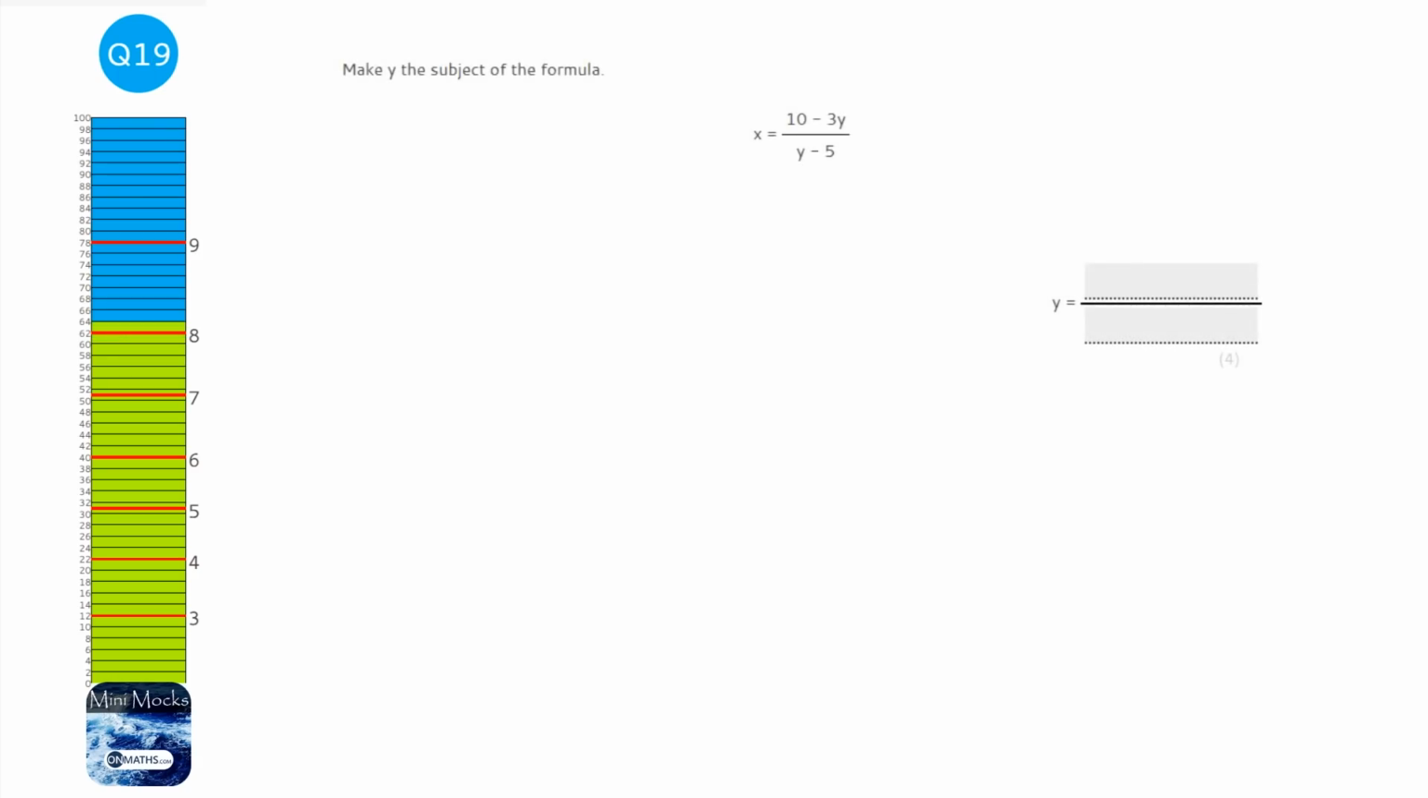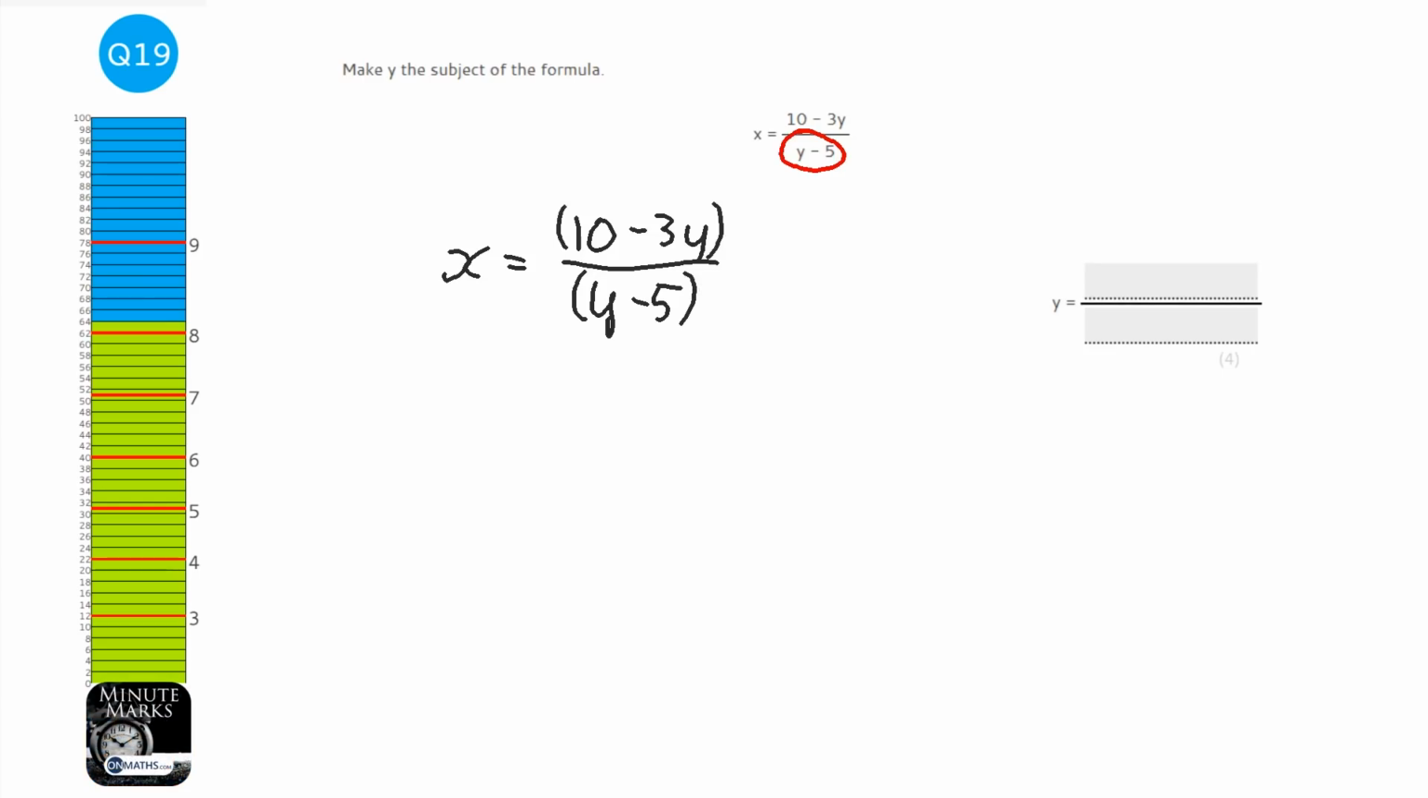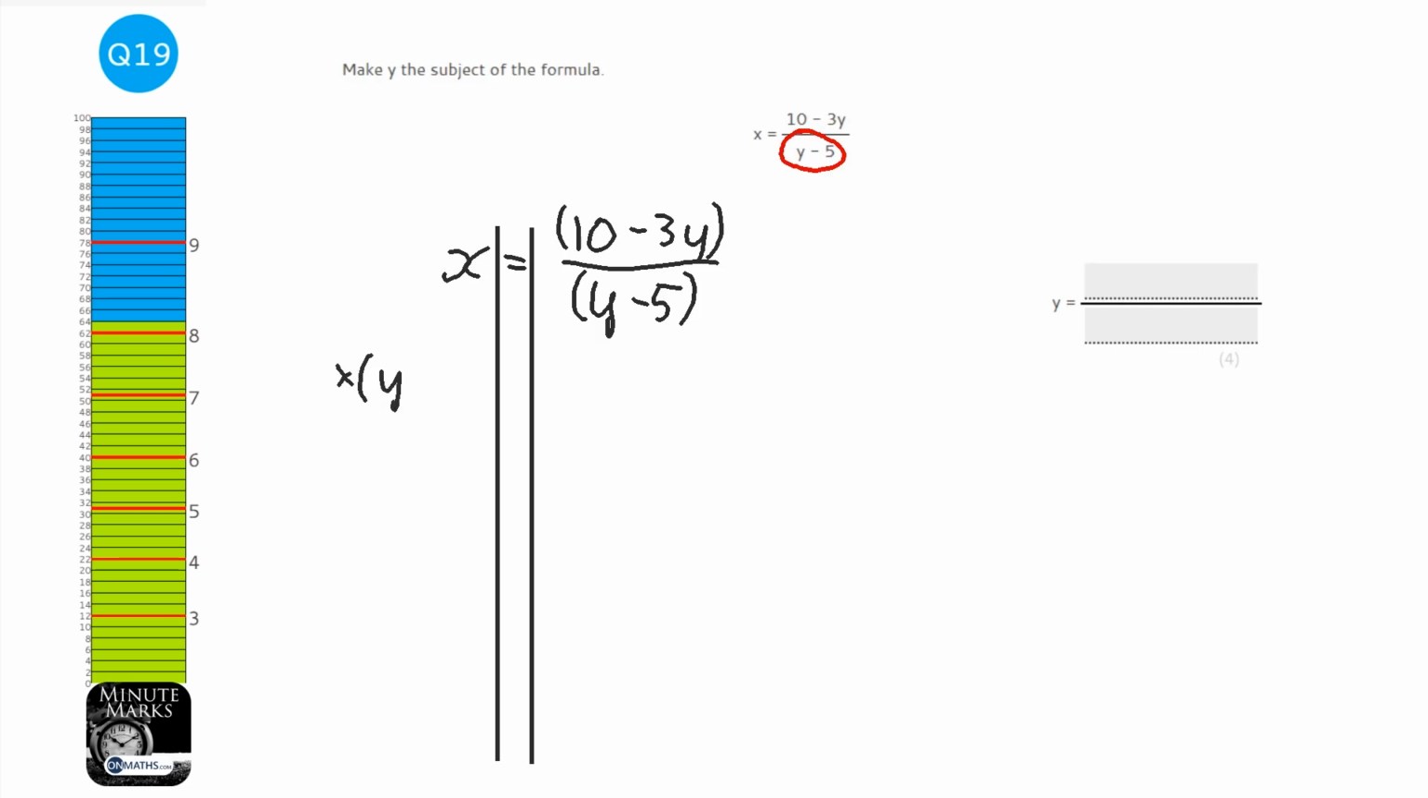Now there are two things you always want to try and get rid of when you're rearranging equations or formulas. The first thing is fractions. So this fraction here we want to get rid of, and we do that by timesing both sides by y minus 5. So I'm going to write out the equation again just to make it a bit bigger. And we can imagine that there's brackets around the top and bottom of this, and that sometimes helps us to answer the question. So the first thing I want to do is times both sides by that y minus 5. And you must do that. You can't access the numerator of the fraction otherwise.